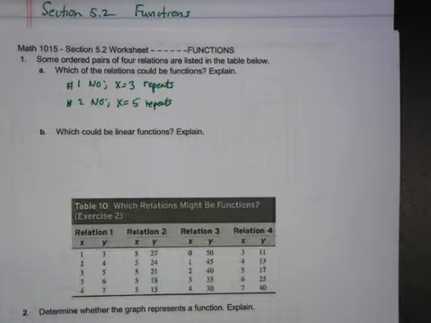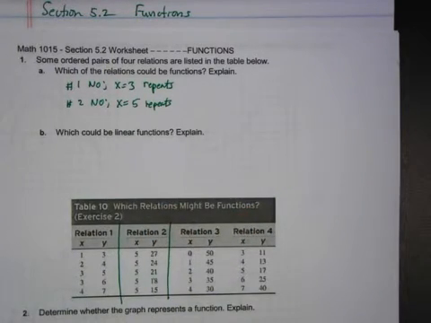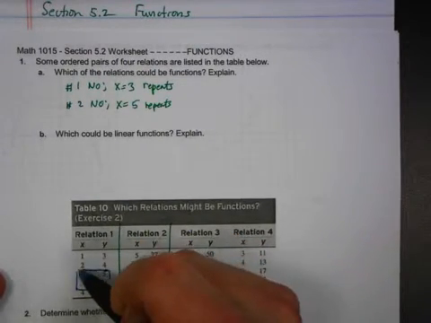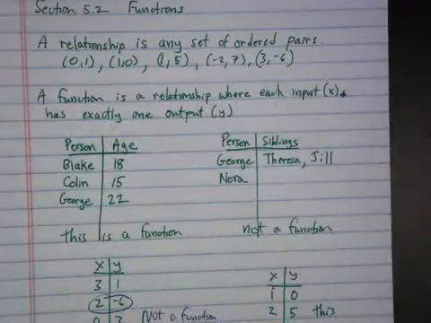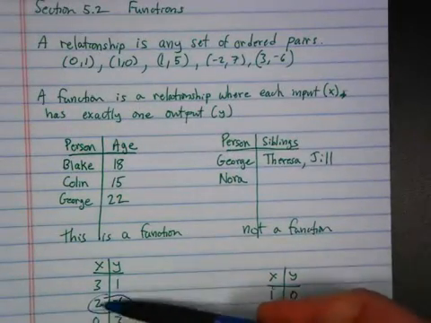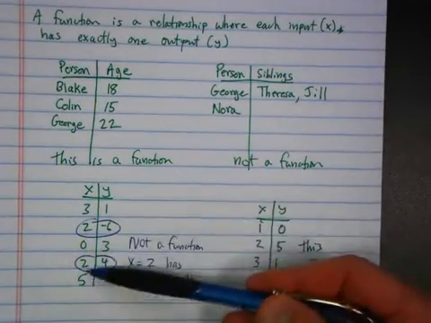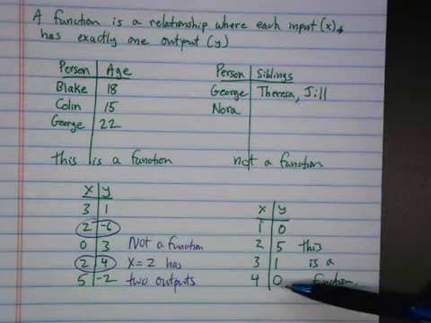I thought X could change, but Y couldn't. The first one's not okay because I thought X didn't matter. No, to be a function, X cannot repeat. So for example, this one we had back here, X repeated. So this one was not a function. Oh, I just wrote it down wrong. On this one, Y repeated. It's okay if Y repeats.